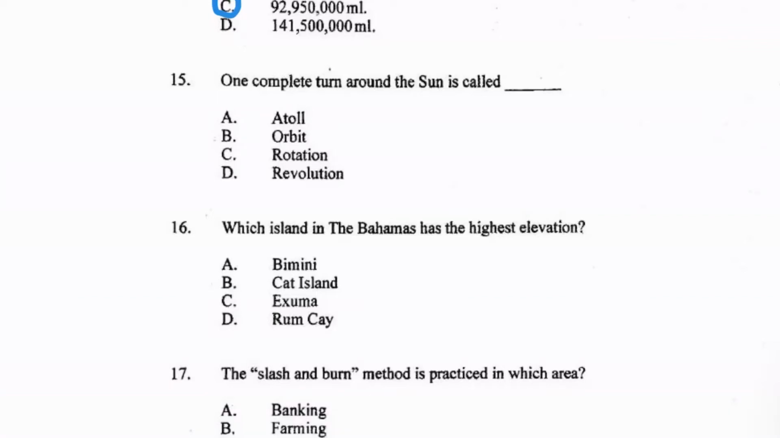revolution. I mean, think about it. When we talk about the earth, the movement around the sun, do we say that the earth atolls around the sun? Do we say the earth orbits around the sun? Do we say the earth rotates around the sun? Or do we say the earth revolves around the sun? We normally say that the earth revolves around the sun. Okay.